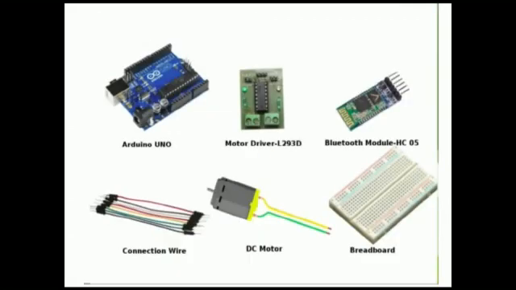These are the components that we are going to use in our project: Arduino Uno, a DC motor driver L293D, a Bluetooth module HC-05, connection wires, two DC motors, and a breadboard for establishing connections between different components.